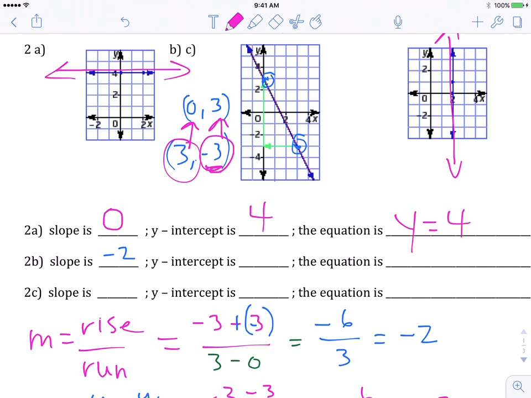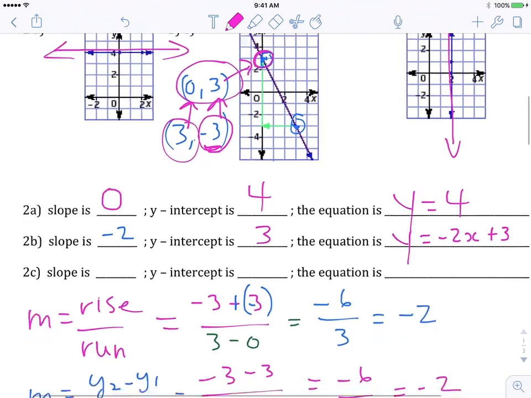The y-intercept is easy because we see the y-intercept is at 3. That coordinate is 0, 3. So therefore, the y-intercept is 3, and our equation is y equal negative 2x plus 3.